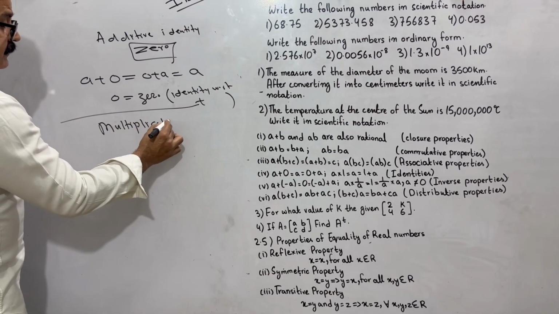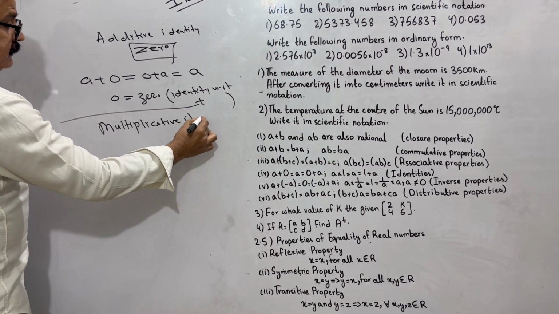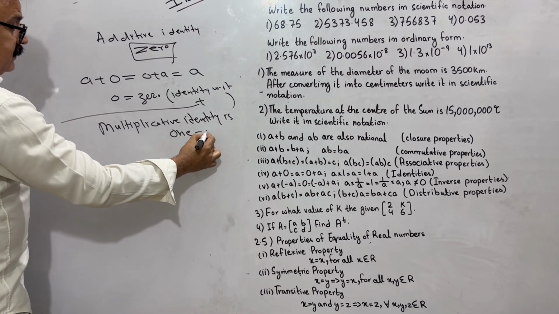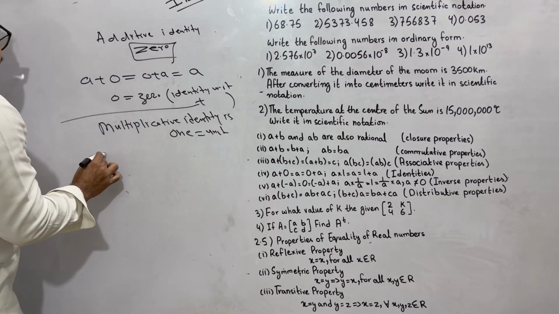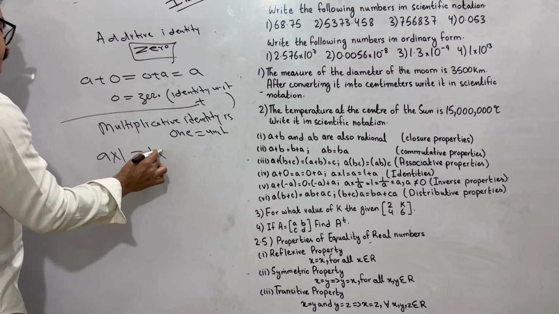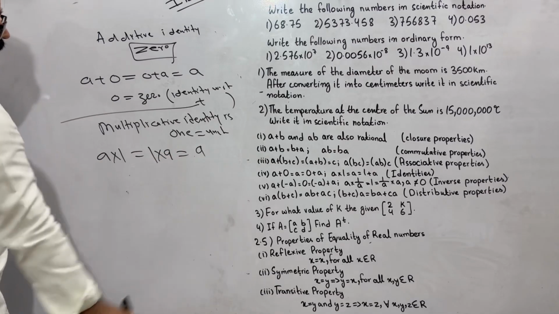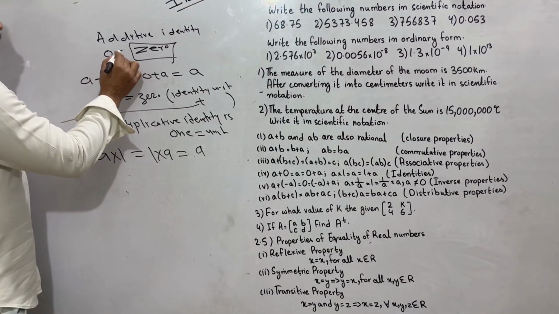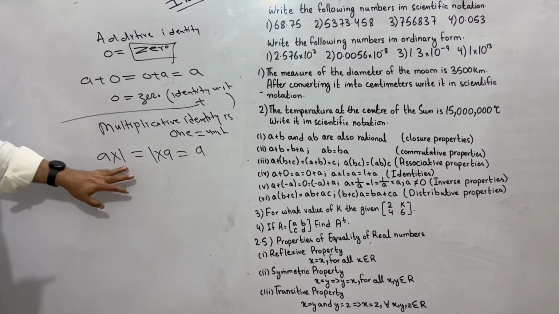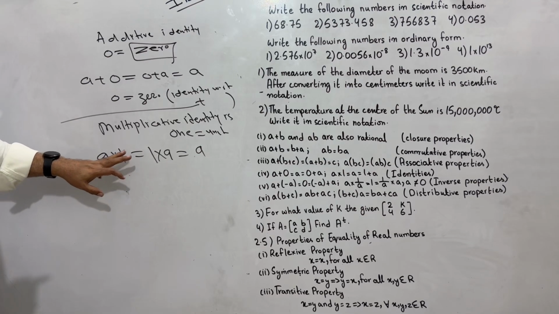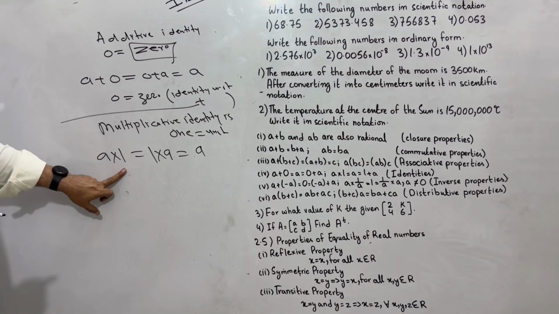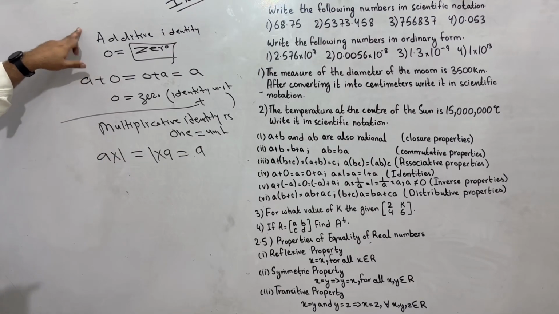Similarly, the multiplicative identity is 1. A multiplied by 1 or 1 multiplied by A, the result is the same. Identity under addition is 0. Identity under multiplication is 1. Multiplicative identity is 1. Additive identity is 0.